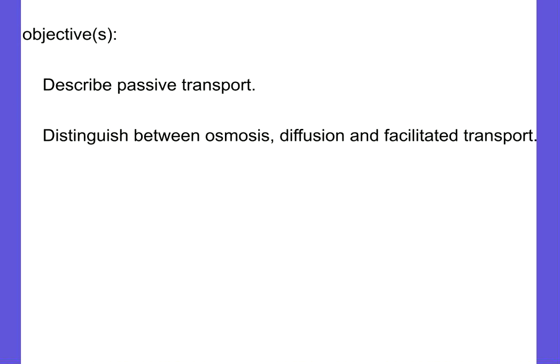Our objectives are gonna be to talk about passive transport and describing that. Also, to go with that, we're gonna talk about active transport, but we'll get to that in the next section, I believe. And then we're going to distinguish between osmosis, diffusion, facilitated transport, all of which can be passive depending on the context.